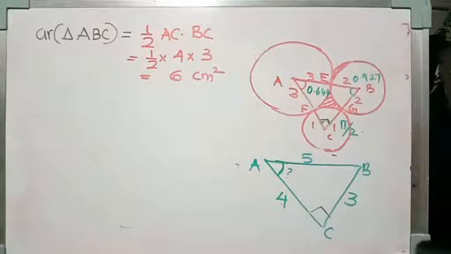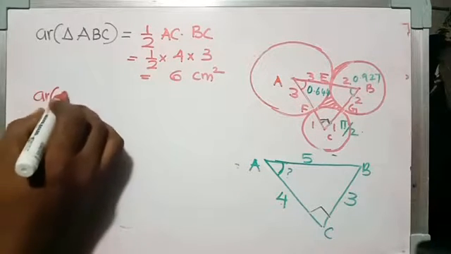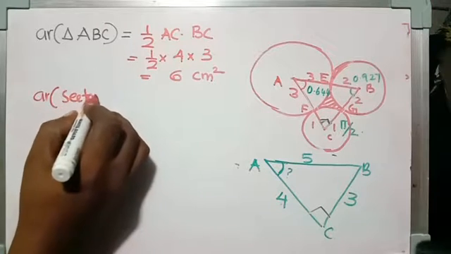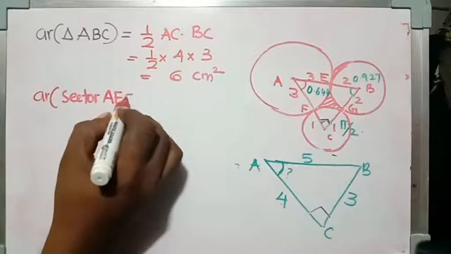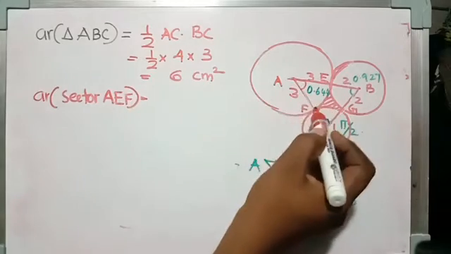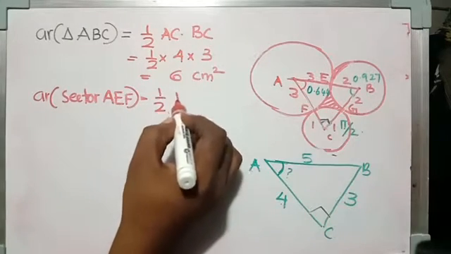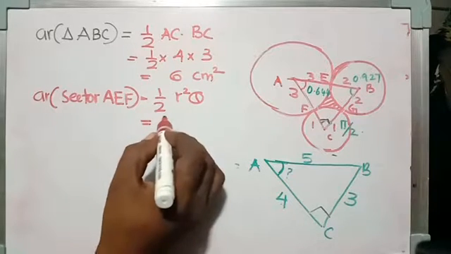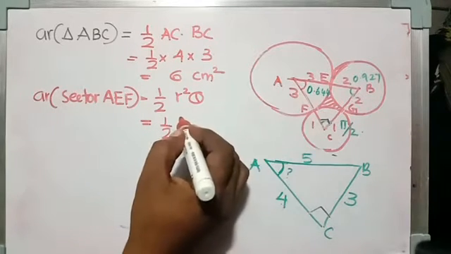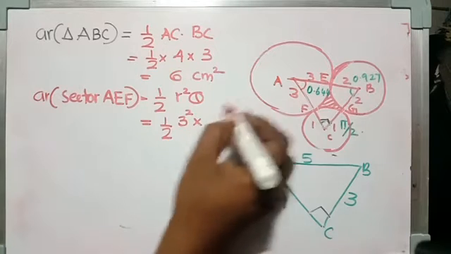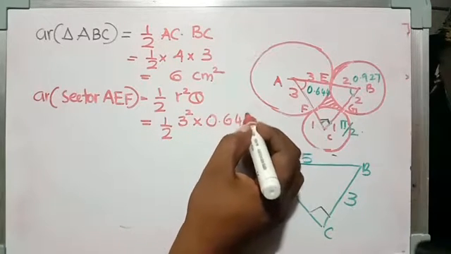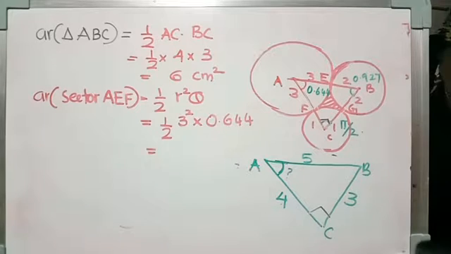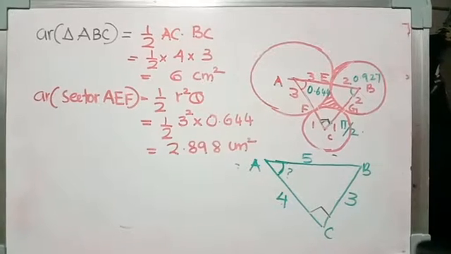Now let's find the area of each sector separately. So the area of sector AEF, the first sector, is half r squared theta, which is equal to half, r squared is 3 squared, into theta, which is 0.644 radian, which is equal to 2.898 centimeter square.